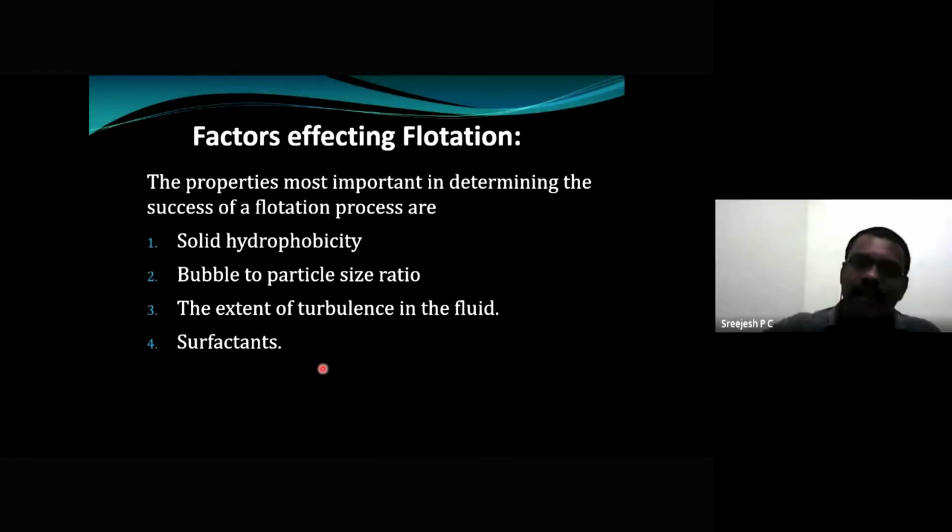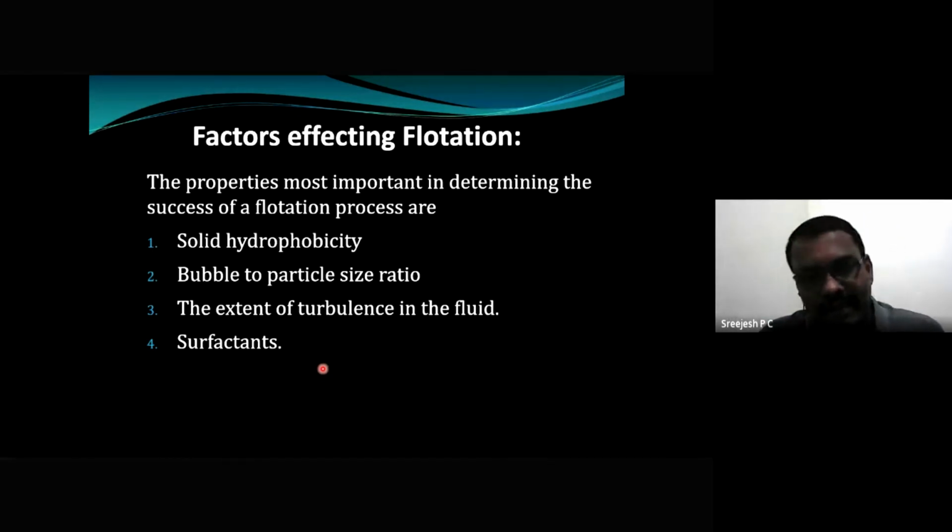Now we will see the factors that affect the process of flotation. One is the solid hydrophobicity. We all know that the solid particles should be hydrophobic, then only will they come and attach to the surface of the rising bubble. Then the bubble to particle size ratio is also important, because when the particle is larger than the bubble, it will not be lifted to the surface. That also needs to be taken into consideration.